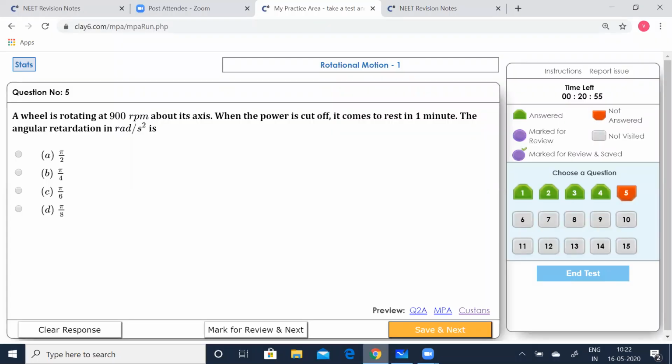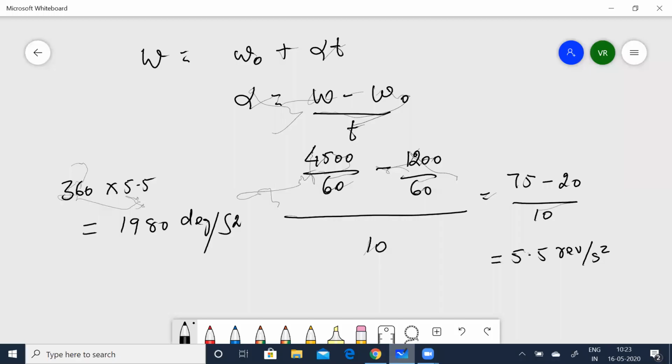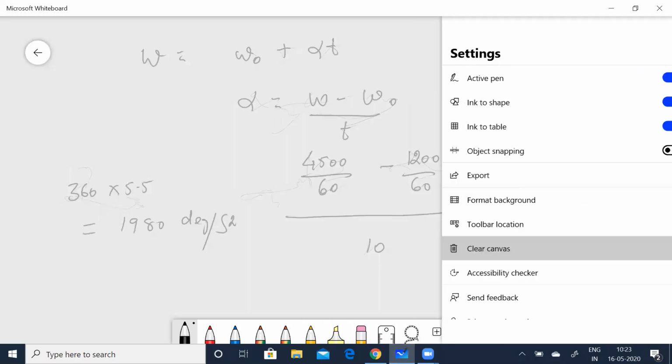Now going to the fifth question. A wheel is rotating at 900 rotations per minute about its axis. When the power is cut off, it comes to rest in 1 minute. The angular retardation in radians per second squared is what? It's very much similar to the linear motion problems. So you can compare it with the linear motion problems and then solve.